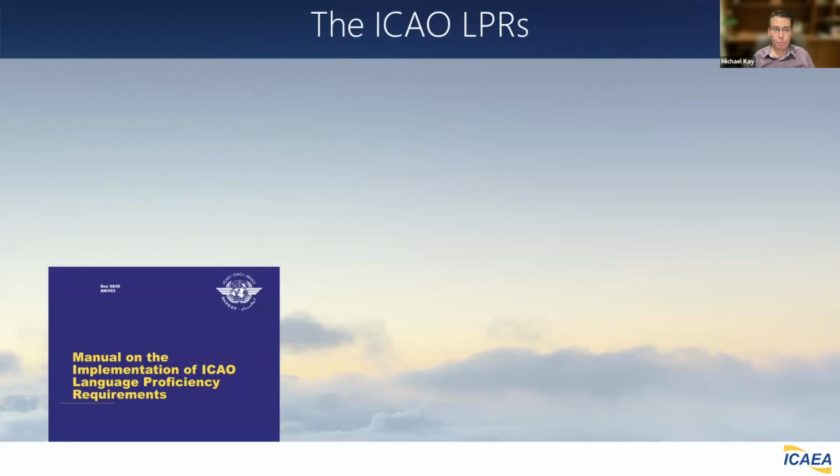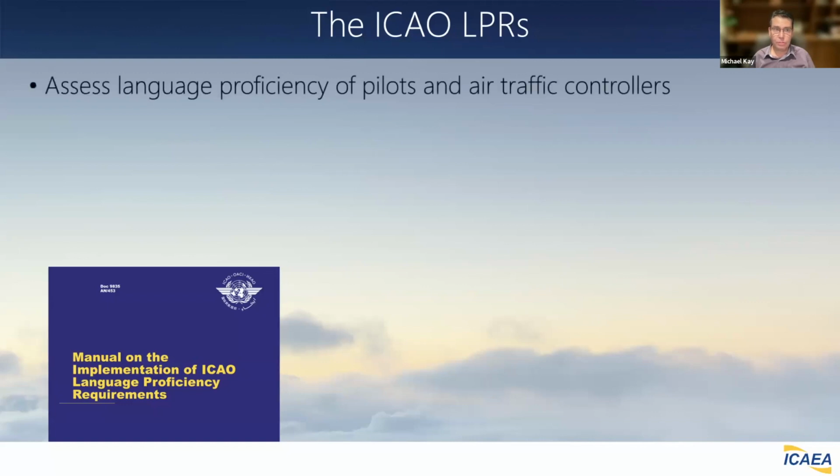So the ICAO LPRs. All this is based on not just a manual, which we call Document 9835. There's a little more to it, but this document provides guidelines. It came out in the early 2000s, and it was for all the stakeholders in the industry, and you'll remember if you attended Neil's webinar, all the stakeholders involved in this field, on how to consider what's involved in language testing.